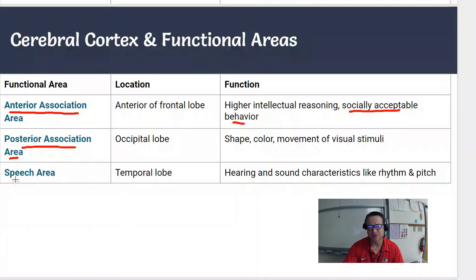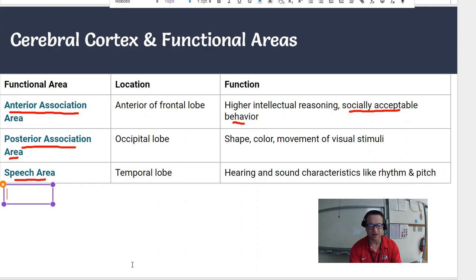And the last one is just called the speech area. I'm going to add something, because we had Broca's area. This is a different speech area called Wernicke's. Let's see if I know how to spell it. I think that's right. Wernicke's area, that's going to be right here. It's like the boundary between the parietal lobe and the temporal lobe.